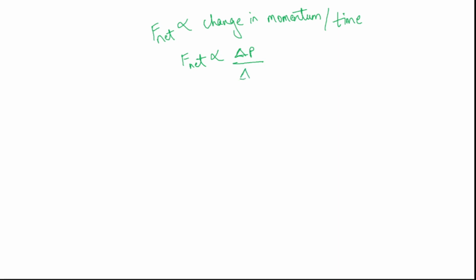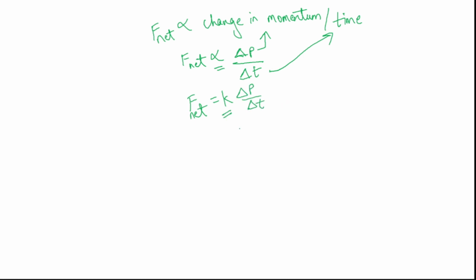Okay, so from these examples we can say that F net is proportional to change in momentum by time. So F net is proportional to, change in momentum is denoted with delta P, right, by time, delta T. Okay, so F net is proportional to delta P by delta T. Okay, so to remove this proportionality sign, we have to replace the proportionality symbol with K. So F net equal to K into delta P by delta T.